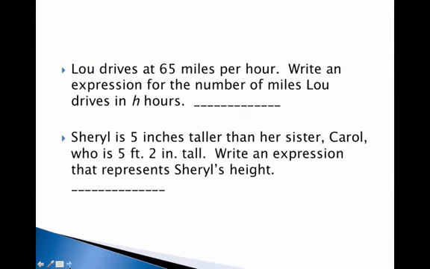So let's look at some examples of that. So Lou drives at 65 miles per hour. We want to write an expression. An expression, remember, can contain constants and variables, but it's never going to have an equal sign. We'll get to that later, but for right now, we're just looking at expressions. We're just going to have some kind of operation sign with a constant and or a variable.